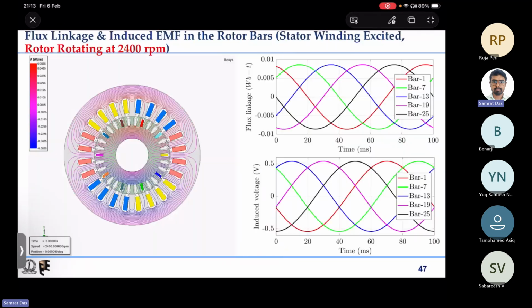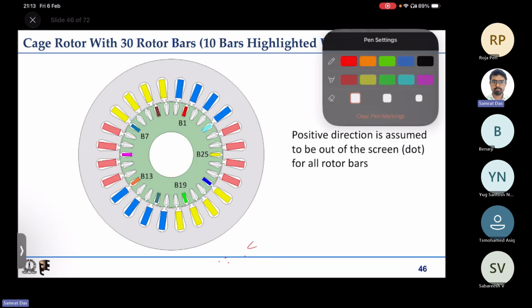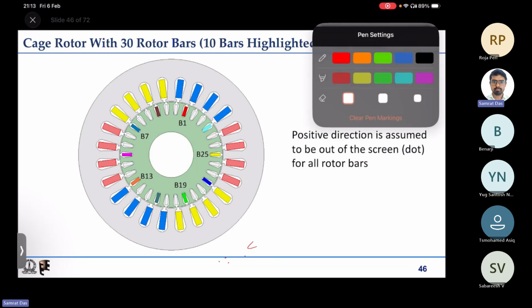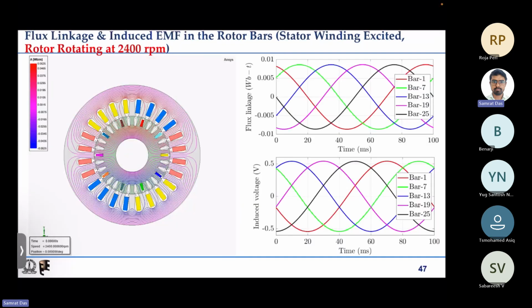So we looked at, to start with, 10 bars; I have indicated 10 bars on the rotor. And what have we done? We have injected sinusoidal three-phase current into the stator, while the rotor is rotating at some speed, say 2400 rpm for this specific case.